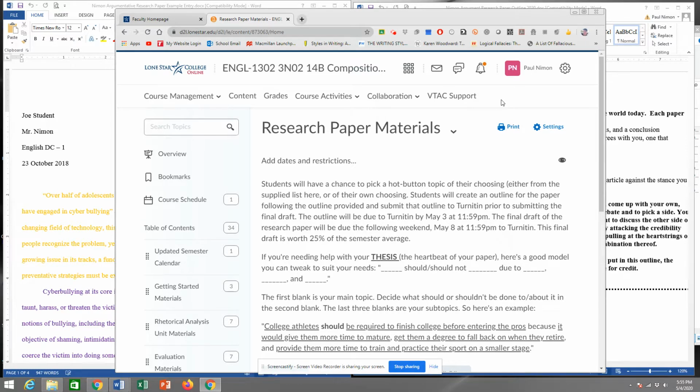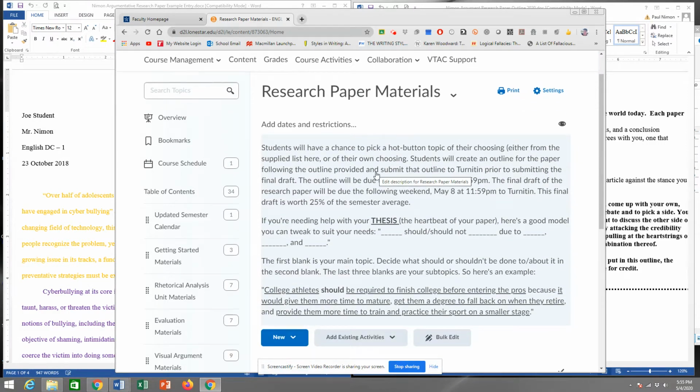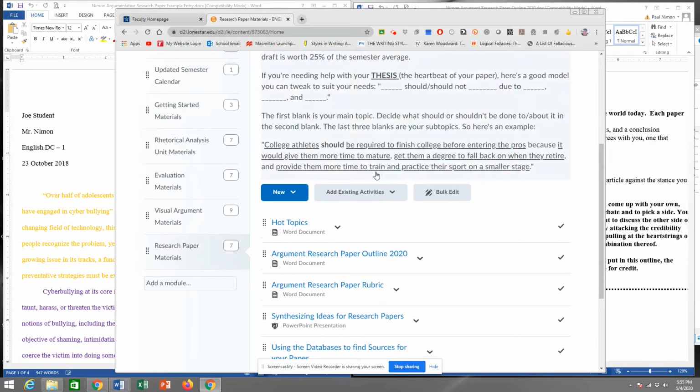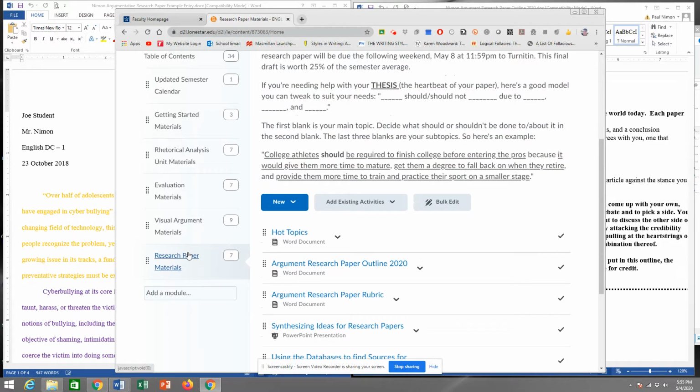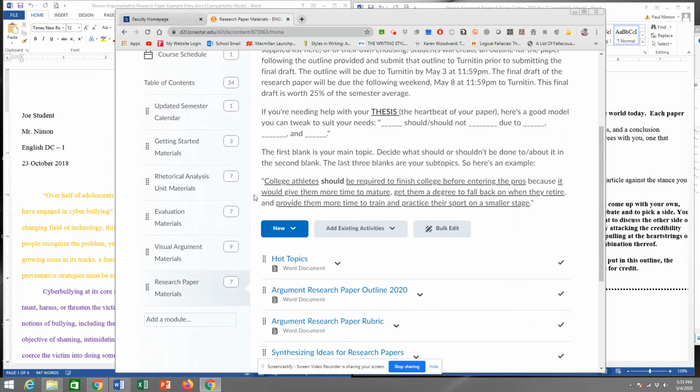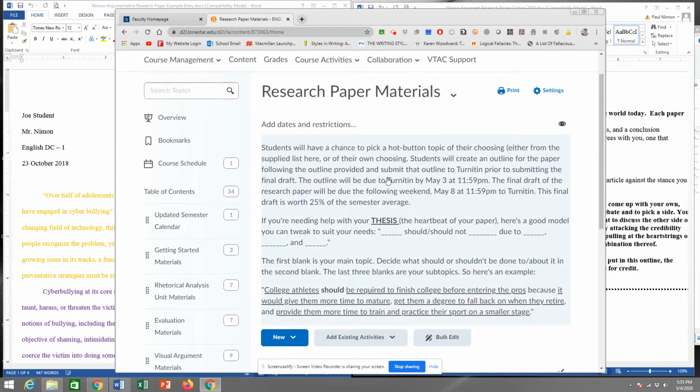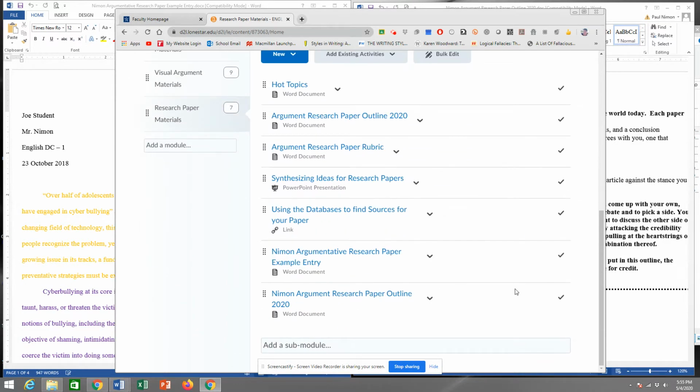And so anyway, without further ado, if you get onto D2L, you'll notice under Research Paper Materials in the Content tab, you'll see information here, and then you'll see a couple of new documents that I've uploaded, one called Nyman Argumentative Research Paper Example Entry, and the other one titled Nyman Argument Research Paper Outline.